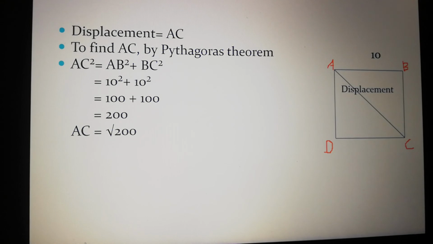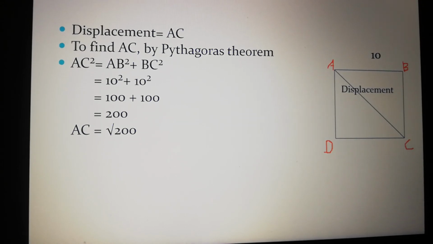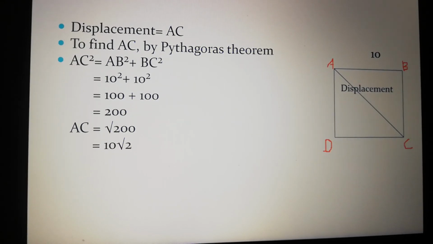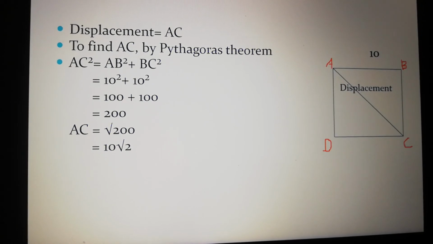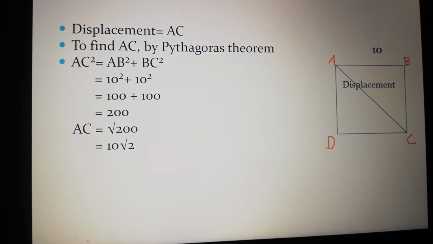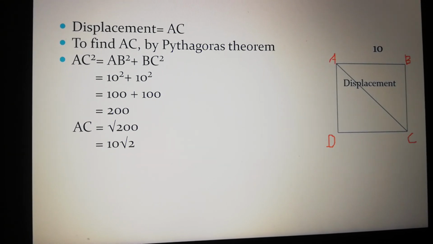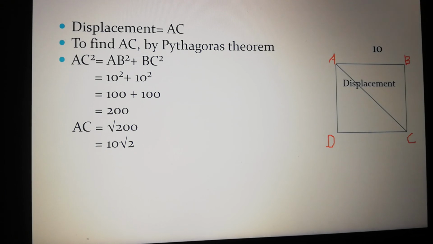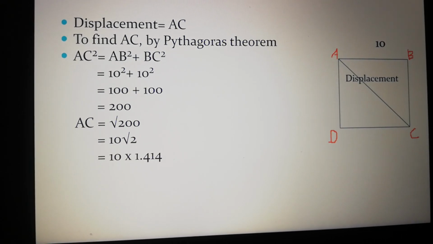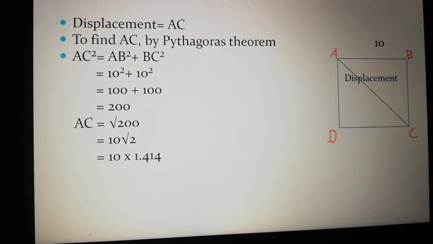Now you can stop your answer over here as 10 root 2 because root 2 is an irrational number, and if you know how to find out the square root, it's well and good. Otherwise, you can stop your answer over here, 10 root 2. Otherwise, if you know the value of root 2, what is the value of root 2? If you know that, you can move further as I have done.